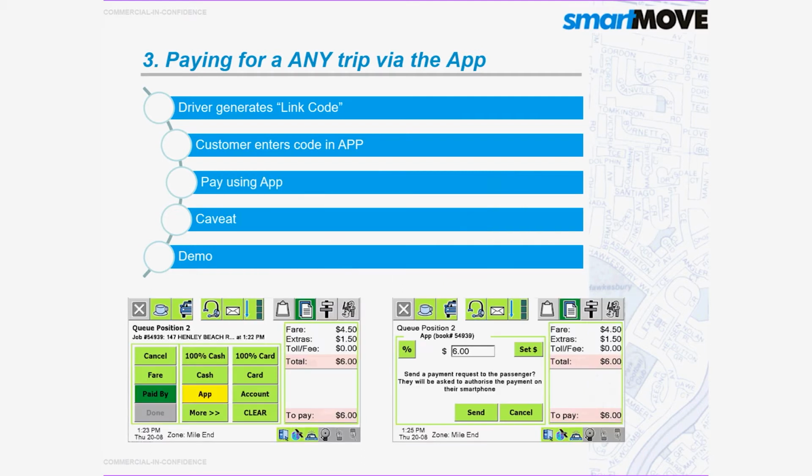So once the code's been entered, the driver will see the app button highlighted on the fare payment screen, indicating that the job can be paid for by the app. And then the customer and driver will go through the same process of requesting and authorizing payment as we saw in the previous demo. The link code must be entered by the customer before the driver ends the job. Otherwise, this feature won't work.